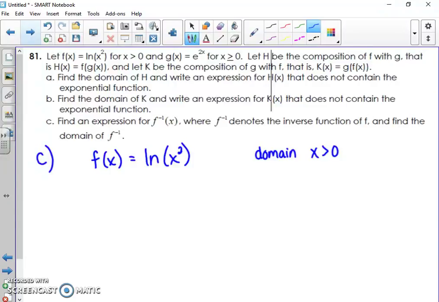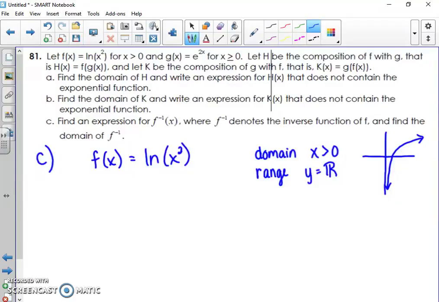What we need to know, since we're going to be switching our x and y's, is we also need to know the range for this. So we need to know the values that are possible for y. And if you think of the graph of a natural log, the graph of a natural log looks like this. And we are squaring our x, but that is not going to affect the range of the y values that we can have. So our range for our y values is all real numbers. Okay, so our range is all real numbers. That's going to be important when we switch our x and y's.